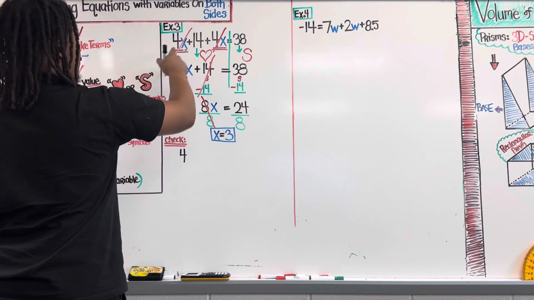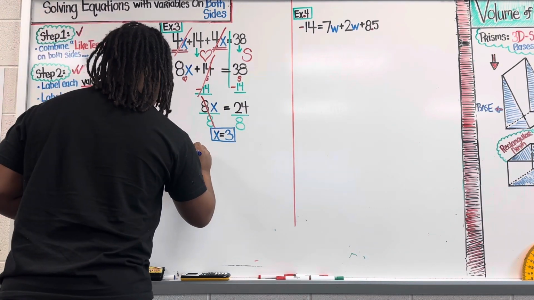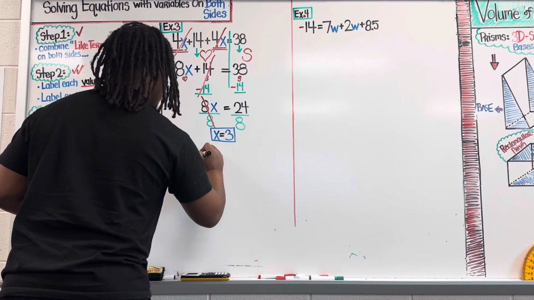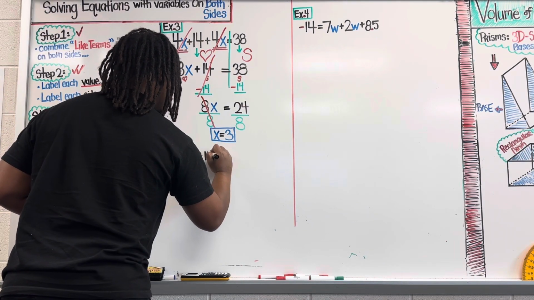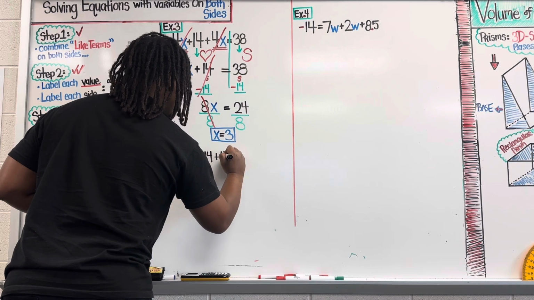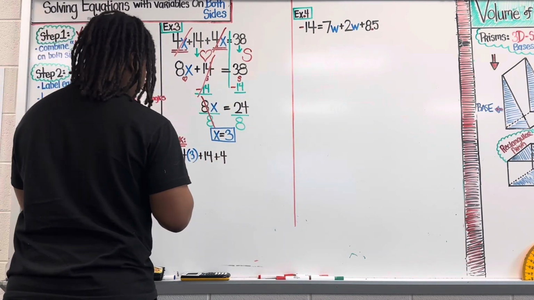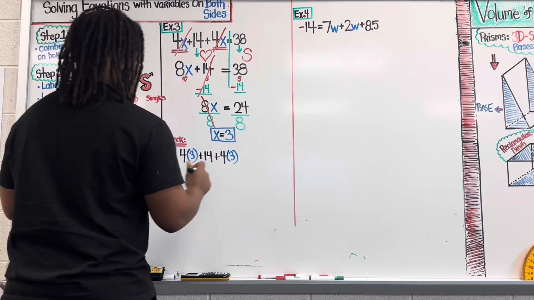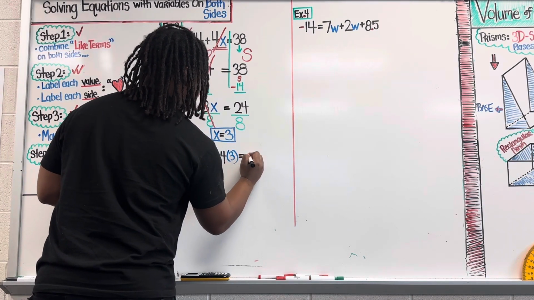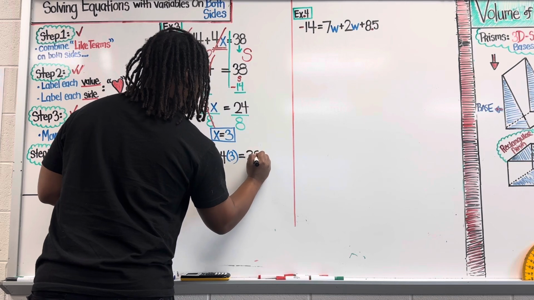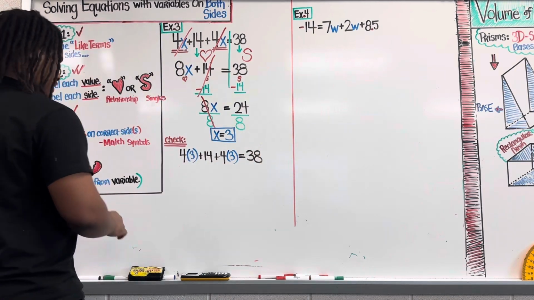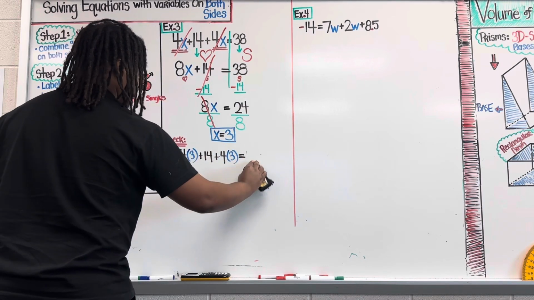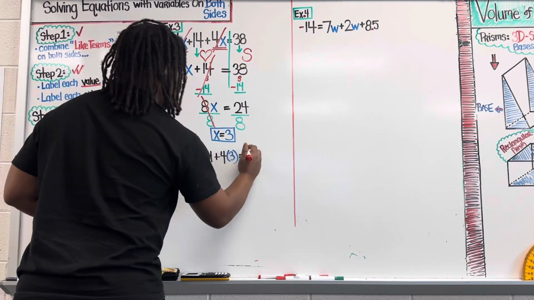So I'll start off with 4x, which is 4 times, parentheses 3, plus 14, plus 4 times x again, which is going to be 4 times 3 again, okay? Equals 38. And I'm going to make 38 red so you can just see it, so it won't look like it's all blended in, okay? Equals 38.